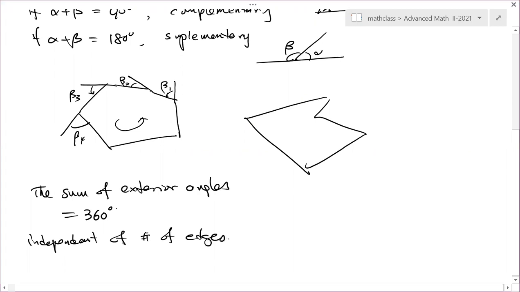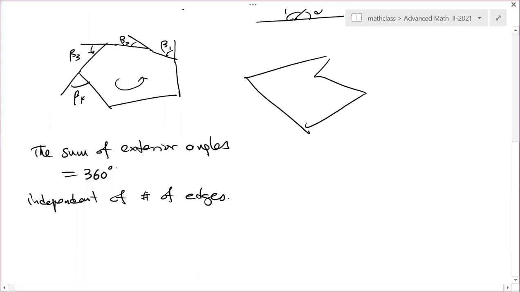That's an interesting phenomenon. Let's look at a special case. The special case is a rectangle, and you will see that this is 90 degrees, and 90 degrees, and 90 degrees. Add them together, 360 degrees.